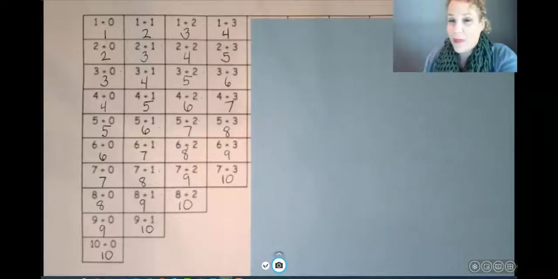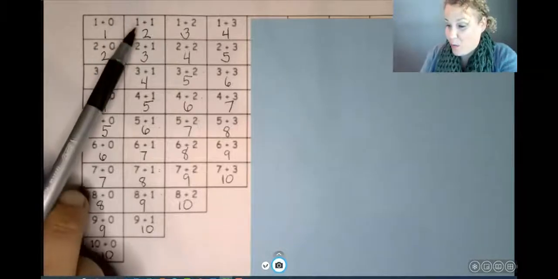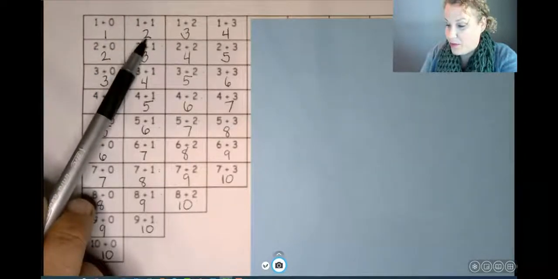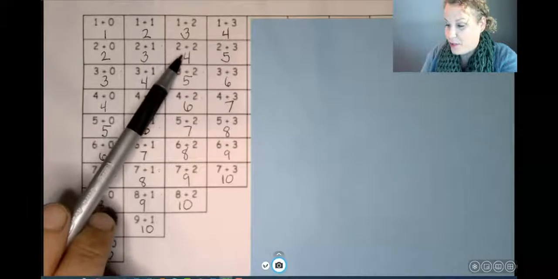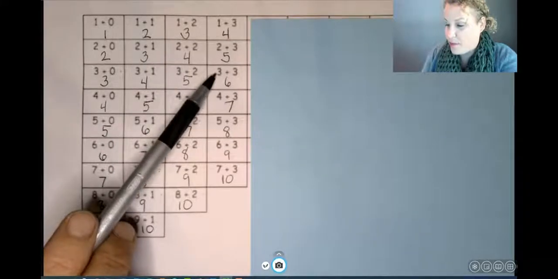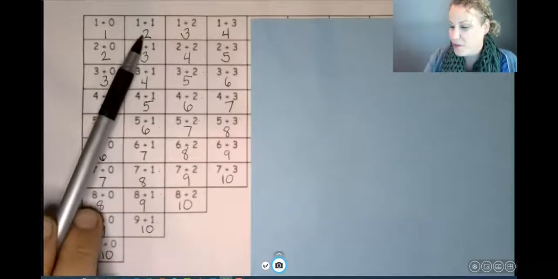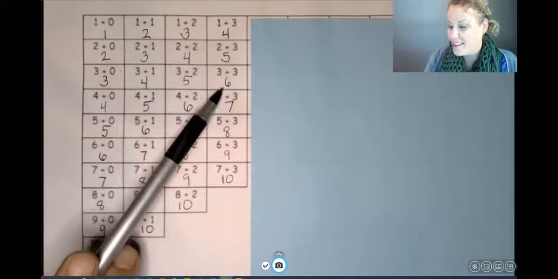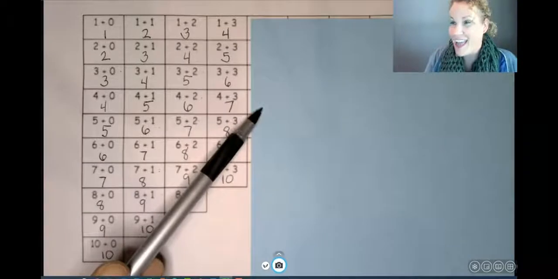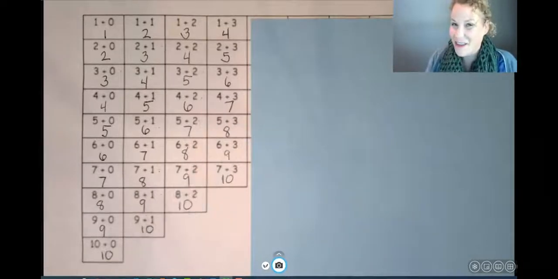Fascinating. Some of you spotted the doubles in the addition chart. 1 plus 1 equals 2. 2 plus 2 equals 4. 3 plus 3 equals 6. Look at 2, 4, 6, 8. 4 plus 4 equals 8. That's a double.